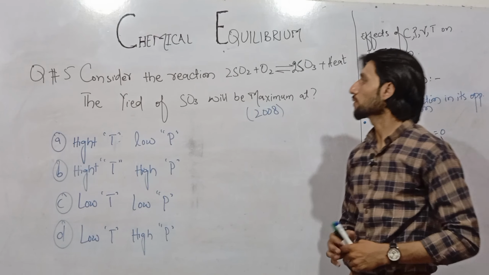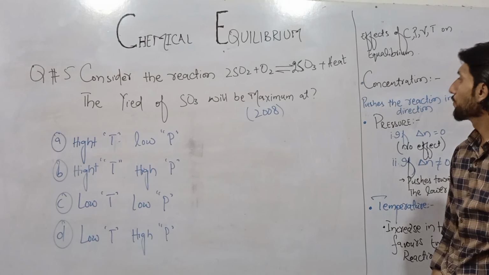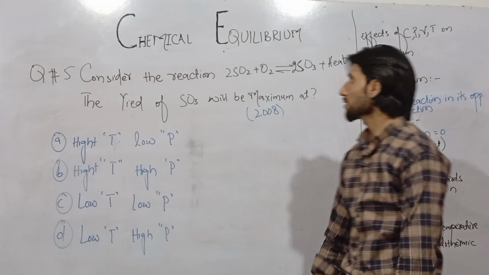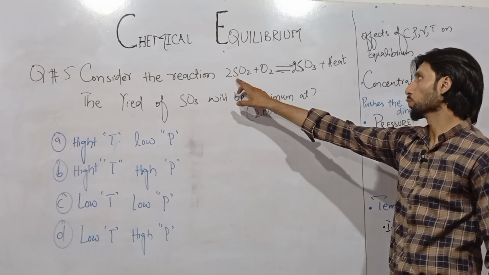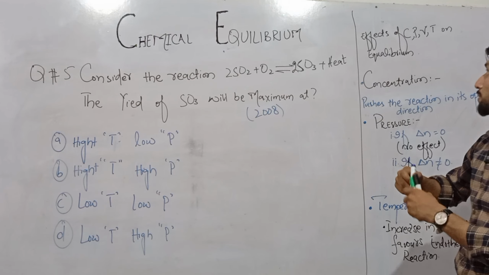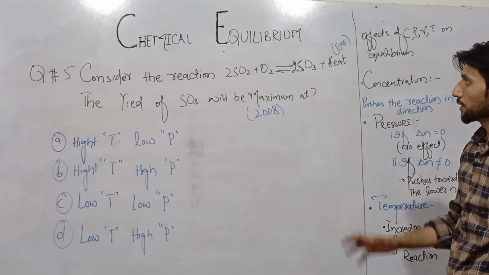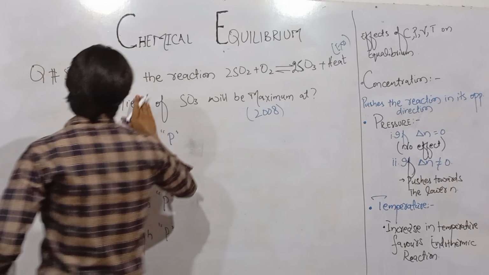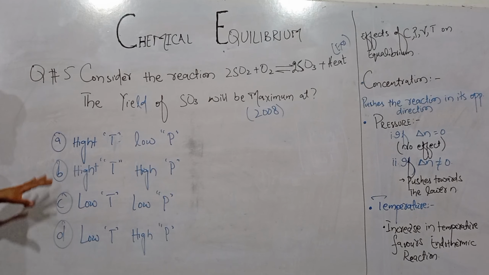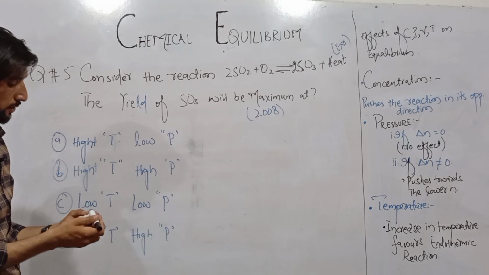Look at the question. First of all, you must try to solve it by yourself, and I'll give it a try. This question was posed in the 2008 paper. The question is saying, consider the reaction between SO2 and O2 forming SO3 plus releasing some heat, meaning an exothermic reaction. So the yield of SO3 will be maximum at. The options are between temperature and pressure. We have to opt between them.